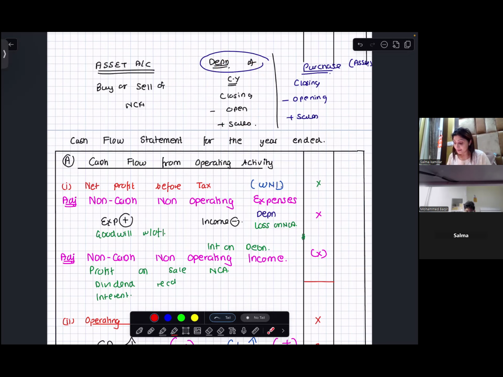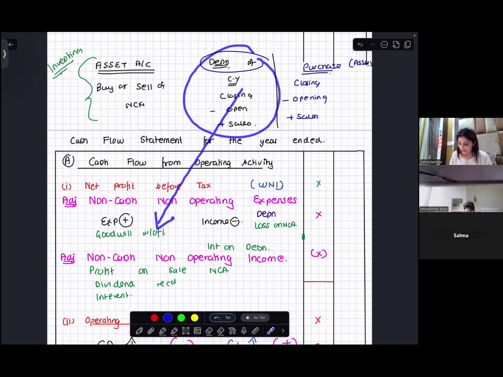So with the asset account, what do you get? Buying or selling of non-current assets, and this will be used in which activity? Investing activity. The depreciation of the non-current asset, where will it go? Operating. Here you will add. This is the depreciation of the current year.